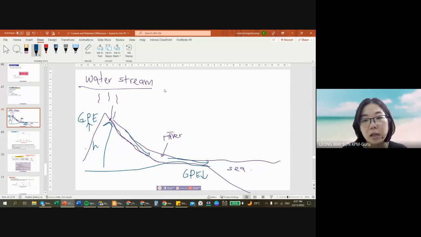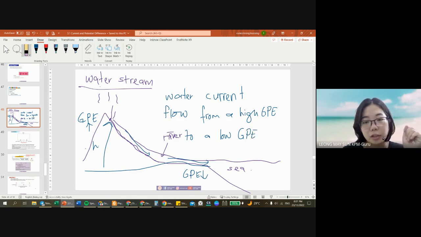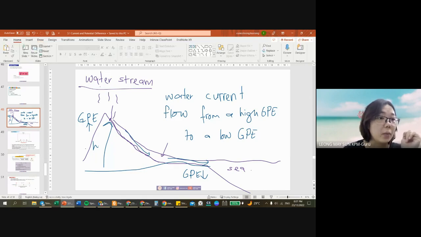So, in a way to say, the water current to be more exact will flow from a high gravitational potential energy to a low gravitational potential energy region. So the high gravitational potential energy is the mountaintop. The low gravitational potential energy is the sea. So water current will flow from a high gravitational potential energy towards a low potential energy. So what does this have to do with electric current that we are learning right now?